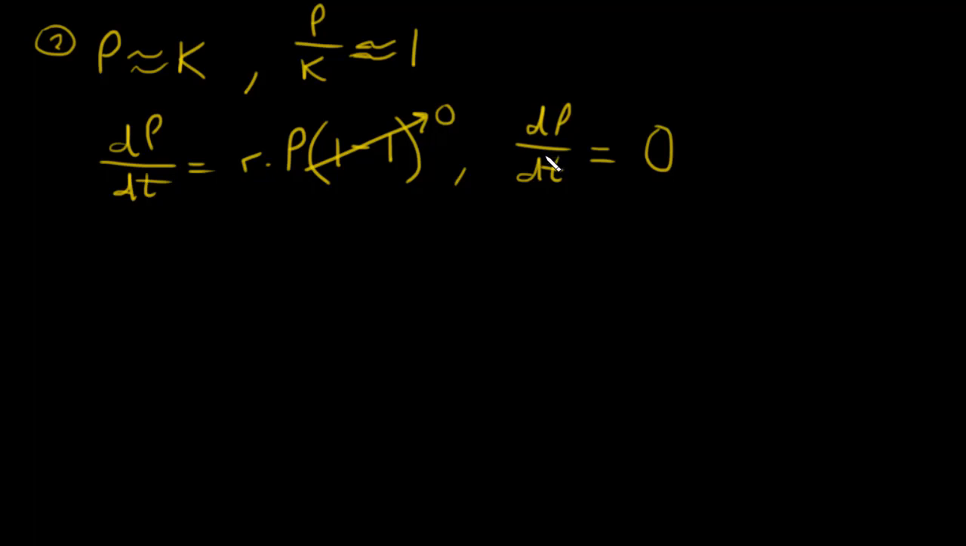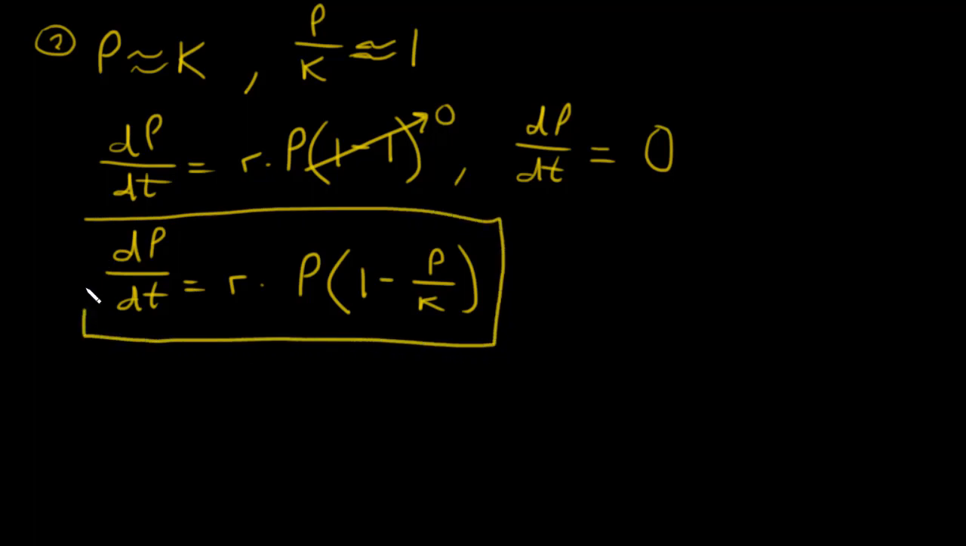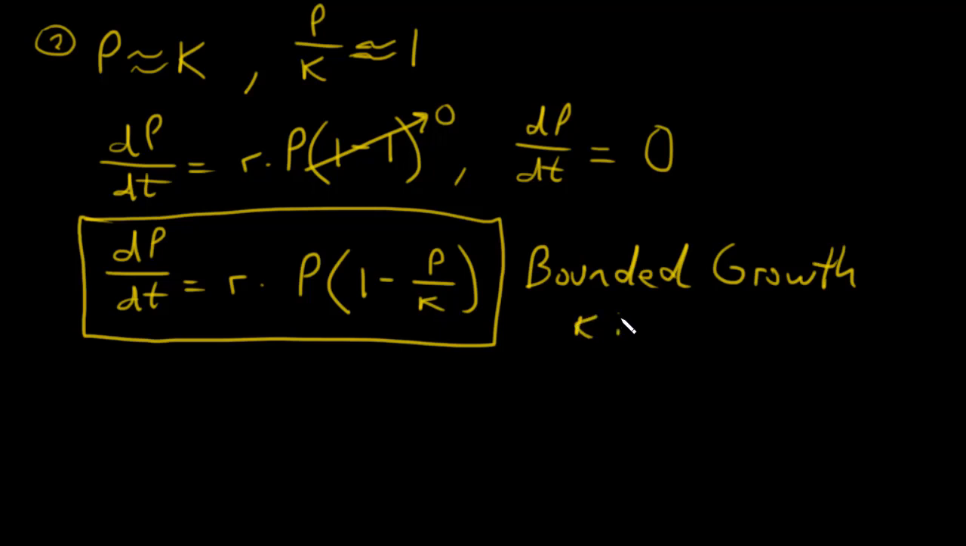So it looks like both of the cases hold up, and this expression, dP/dt equals r times P times (1 minus P over K), is actually a pretty good model to explain what's happening out in the real world. So this is going to be our differential equation that governs bounded growth. And in this case, once again, K is the max population.